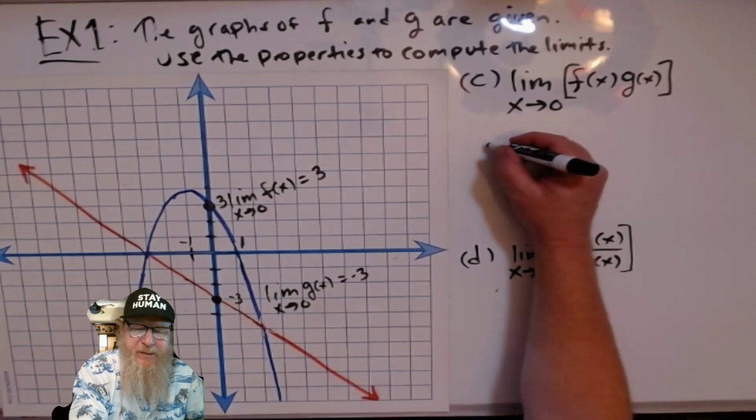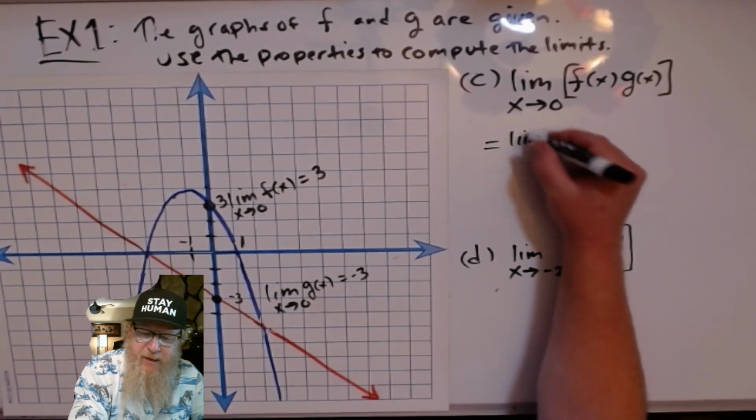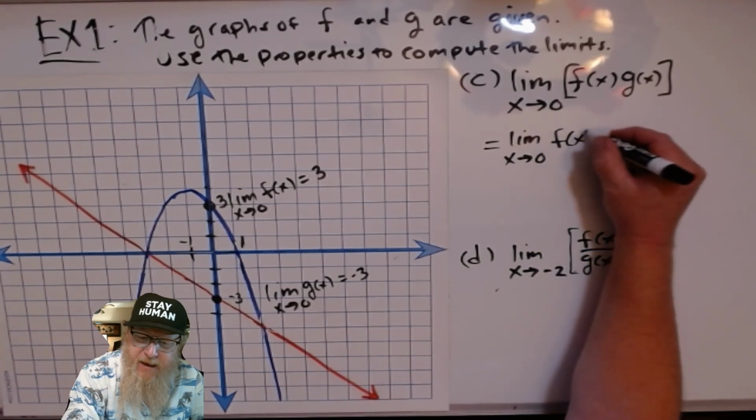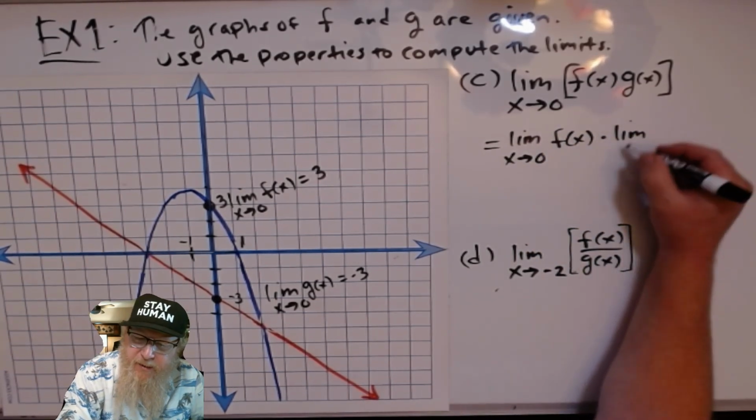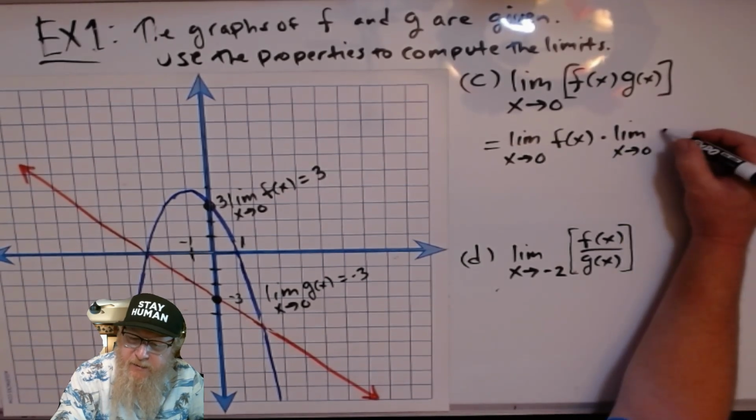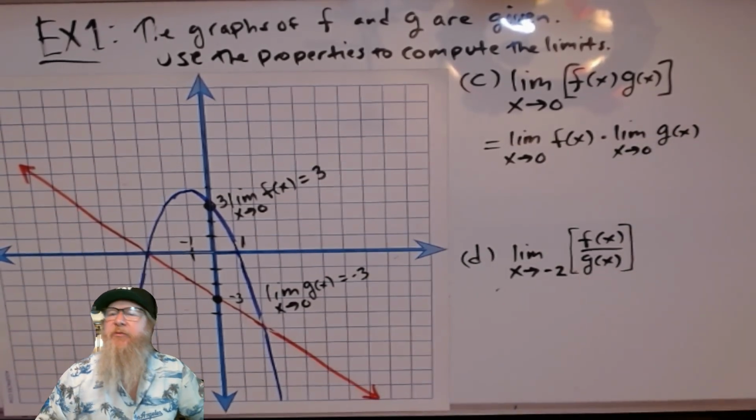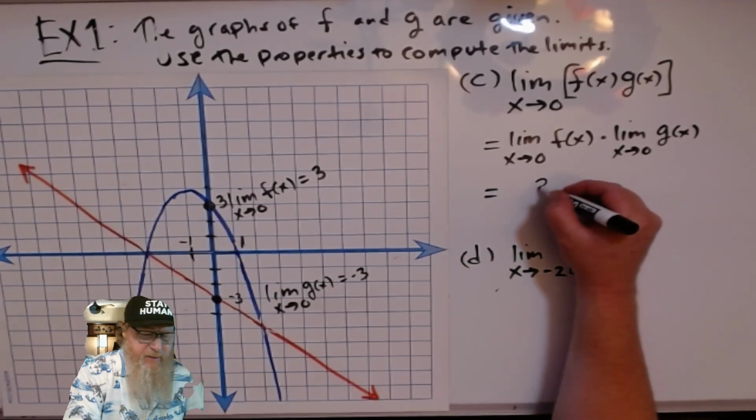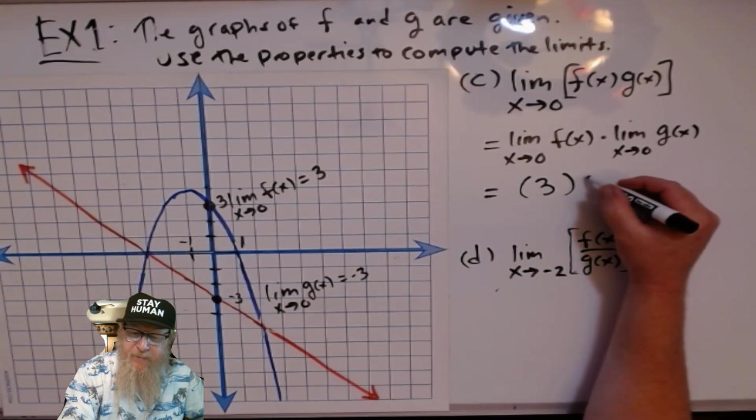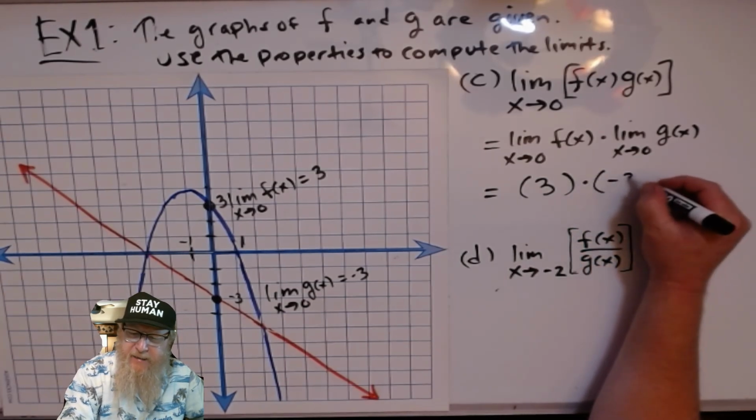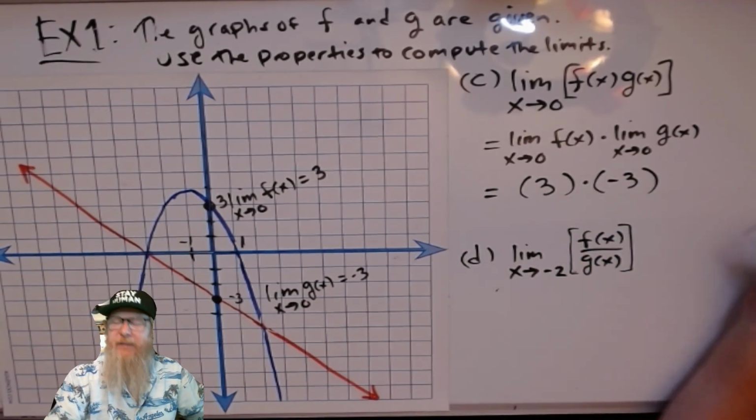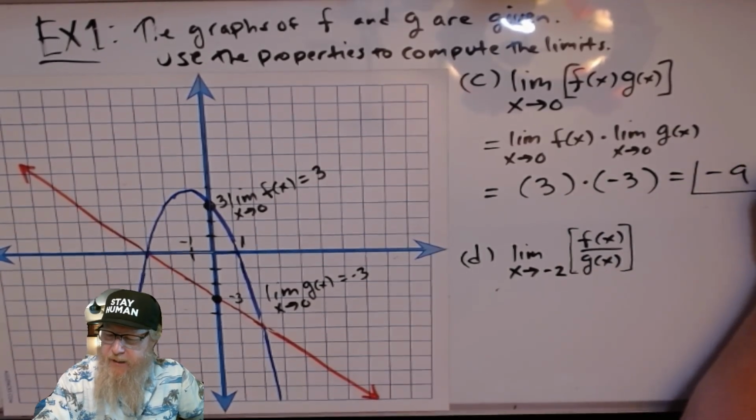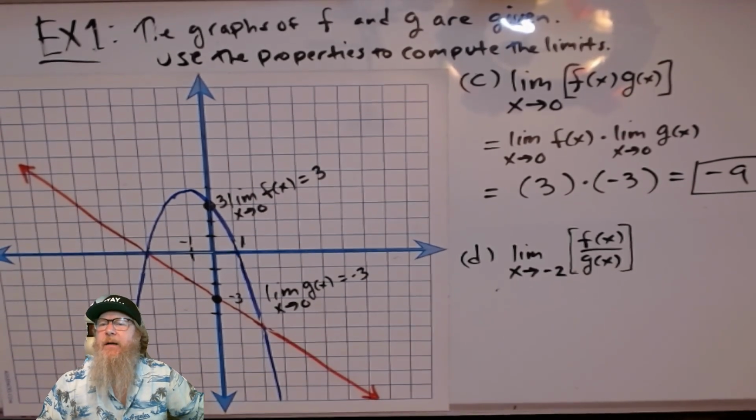I have all this empty space, and it's not a bad idea to learn the language of math. So it's the limit of f of x times the limit of g of x. I mean, good form is important, as is a good answer. This limit is 3. This limit is -3. The dot's really not necessary, but it's already there, so -9.